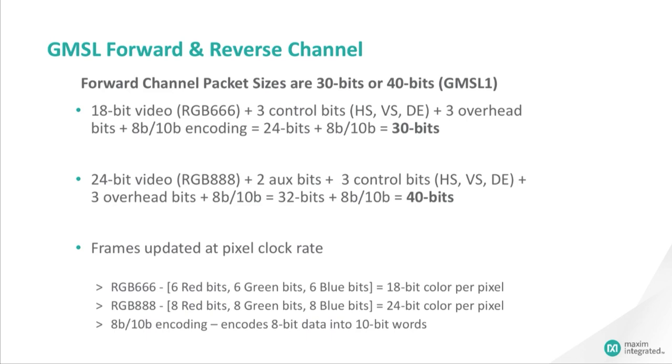One color format, RGB 666, contains 18 bits of color information per pixel. When combined with bits used for frame alignment, auxiliary data, and encoding, the video data ends up in 30-bit packets. For greater color depth, RGB 888 is used, which is another common format. RGB 888 is 24 bits of video data per pixel. When combined with the control/auxiliary data bits and encoded, this video data ends up in 40-bit packets.